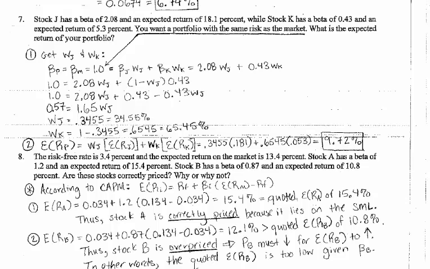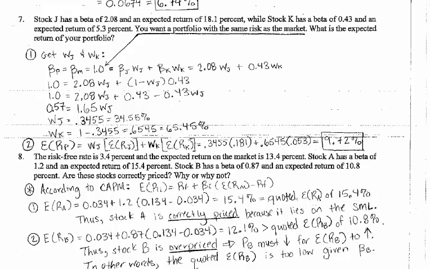But they don't care about beta as far as the question here. They're asking, what is the expected return on your portfolio? So all we did in step 1 was get the weights. But just like you can find the beta for a portfolio by adding up the weighted betas, you can find the expected return for a portfolio by adding up the weighted expected returns for each individual stock.